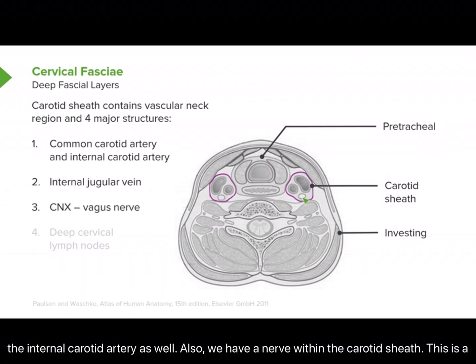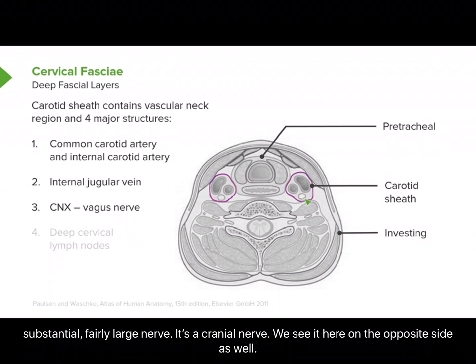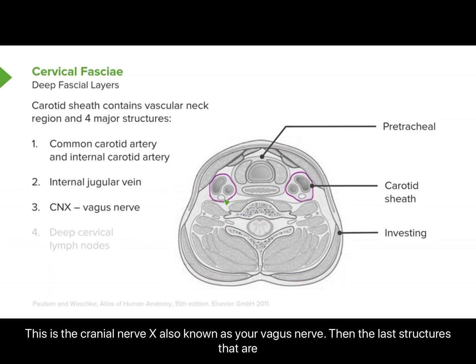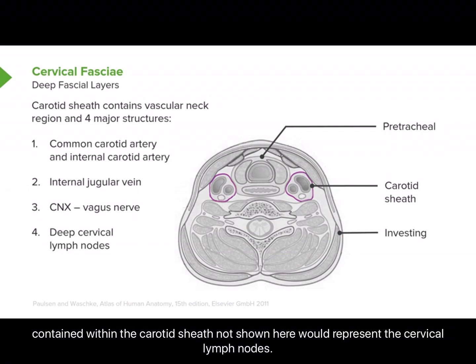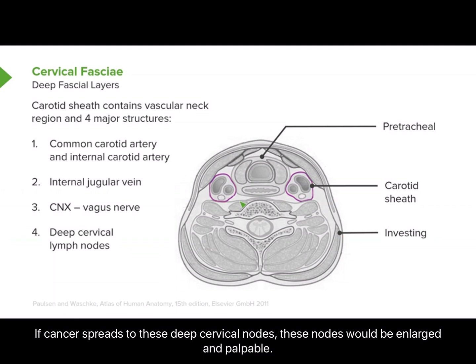Also, we have a nerve within the carotid sheath. This is a substantial, fairly large nerve. It's a cranial nerve. We see it here on the opposite side as well. This is the cranial nerve number 10, also known as your vagus nerve. And then the last structures that are contained within the carotid sheath, not shown here, would represent deep cervical lymph nodes. If cancer spreads to these deep cervical nodes, these nodes would be enlarged and palpable.